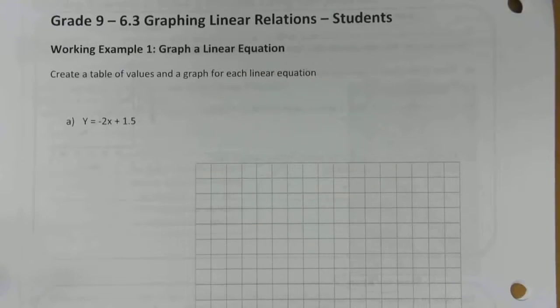Section 6.3 to round out the chapter is about graphing linear relations, and we've got a bunch of examples to go through today. Working example number 1, we need to graph a linear equation. We do that by first creating a table of values, and then from that table of values we will graph each linear equation as we go.